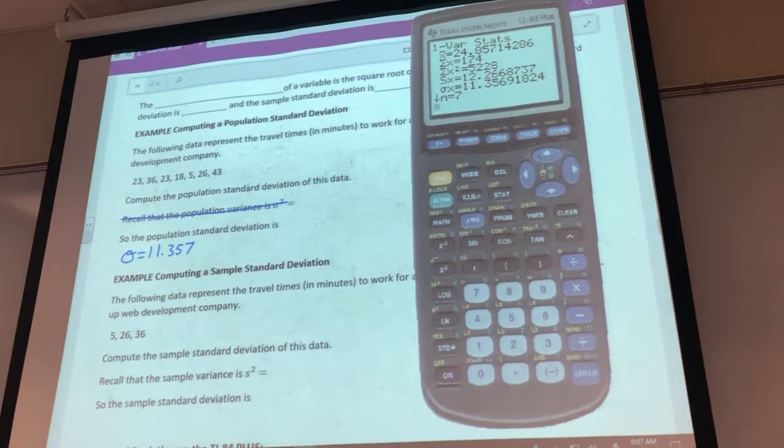So to find the standard deviation, that's all you have to do. It saves a lot of time if you don't have to plug all those numbers into the formula to try to figure it out. So just run 1-Var Stats to get your answer. And that's your standard deviation.